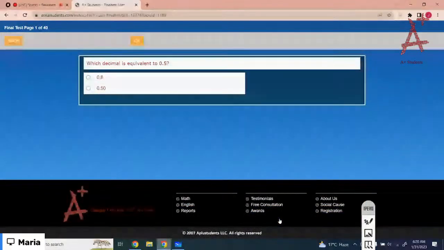Okay, what decimal is equivalent to 0.5? Which is equal to 0.5, option 1 or option 2? That would be option number 2. 0.5 and 0.50 are equivalent. Either way, if you add an extra 0, they are the same.